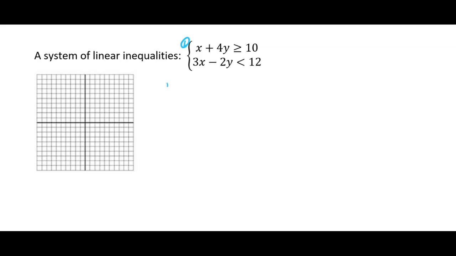So I'm going to go down here and write x plus 4y, but I'm not going to put greater than or equal to, I'm going to put equals 10. Because what we want to do is we want to graph the boundary line, and so we have to graph the equation. Now, you could make a table of values. That's one way to do this. Let's do it that way this time.